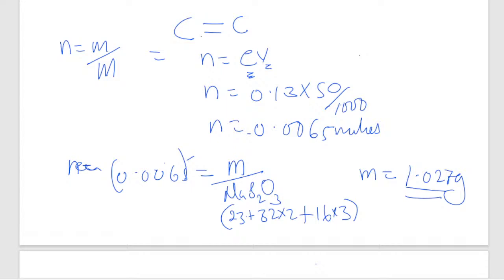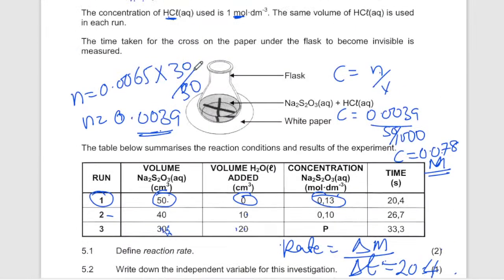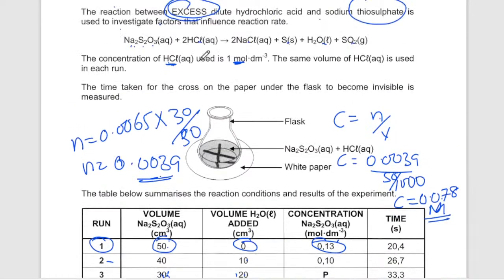Understand? Yes. So now that is the mass which we started with. Why? Because guys, don't forget that this hydrochloric acid was in excess. So it is zinc which is going to act as the limiting reagent.